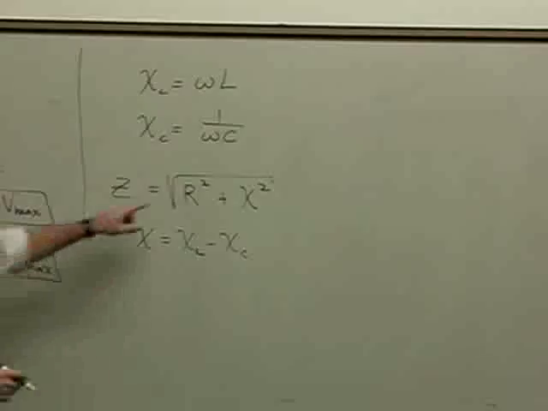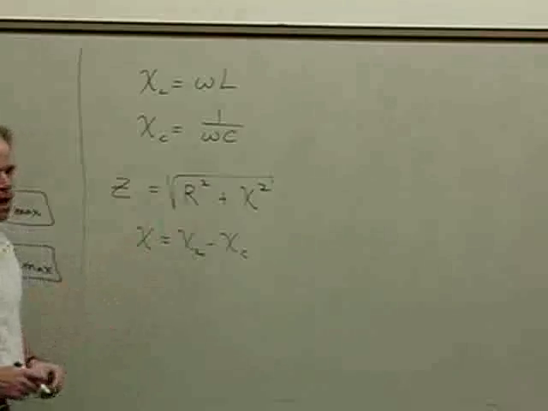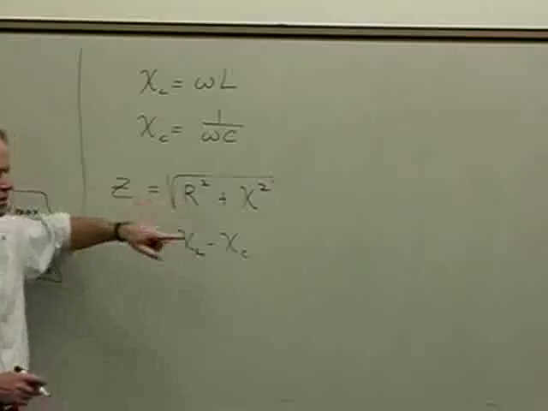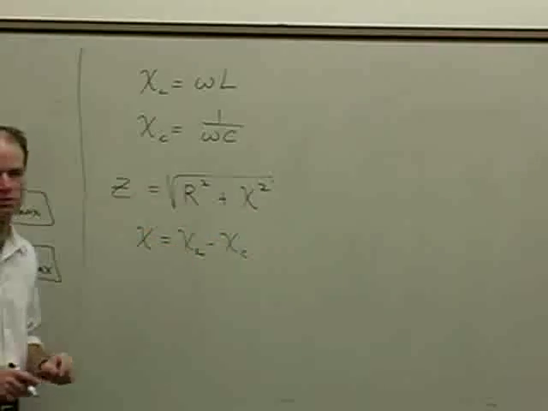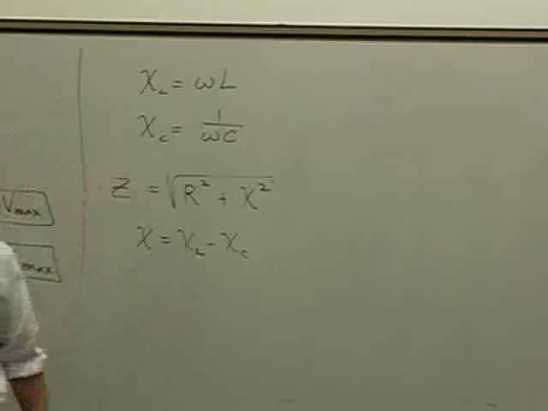The reason it takes this form of a Pythagorean form is because they're out of phase by 90 degrees. So you've got the resistance, which is in phase with the current. We've got the reactance, which is 90 degrees out of phase with the current. And so in order to find the impedance, we have to use a Pythagorean theorem type relationship. And I think that's it.